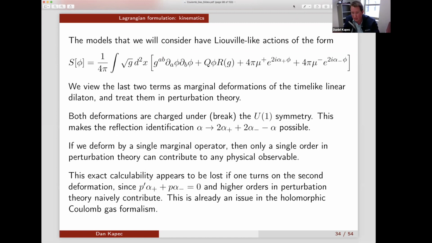But that's really actually also already an issue in the holomorphic Coulomb gas formalism. Nobody seems to really care about it. You just pick the representative with the least number of screening operators, but in principle, there's a question of why you don't insert this extra combination to determine whether or not it's 0.